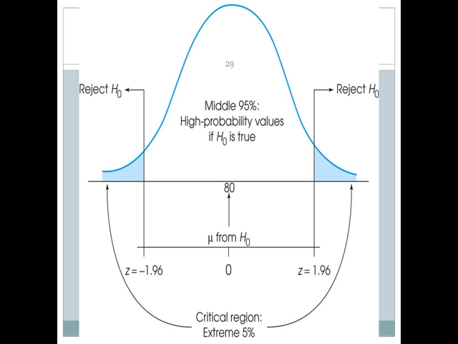For an alpha level of 0.05, what we're looking at here, shaded in blue, is the part of the distribution that makes up 5% of the distribution at the tails. You can double check this yourself in the Z table in the back of the book. Above 1.96 is about 2.5% of the distribution in total, and below negative 1.96 is about 2.5% of the distribution in total.